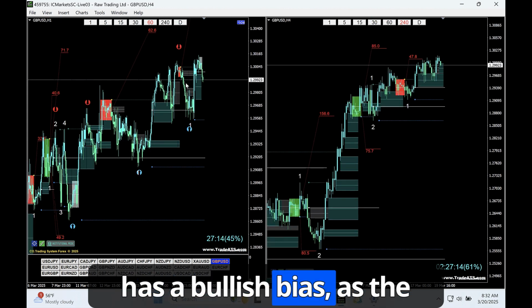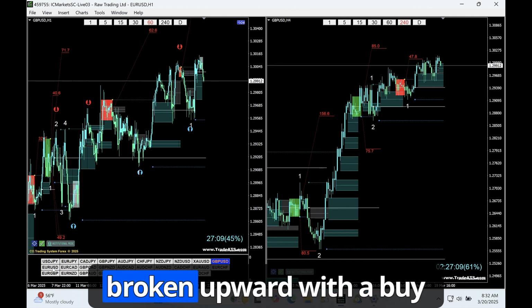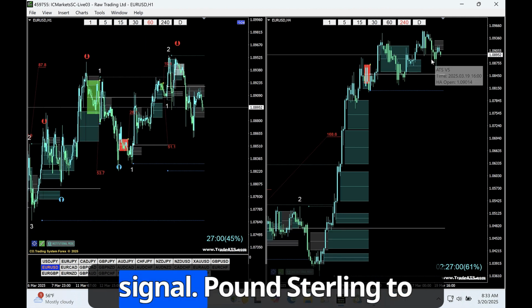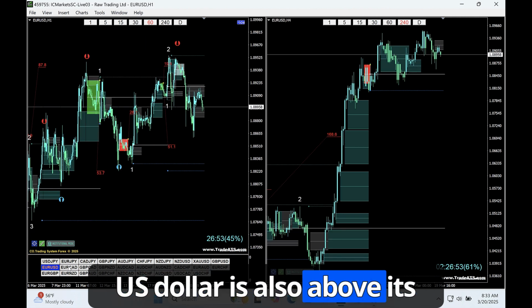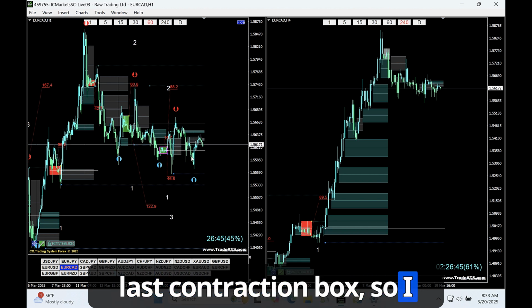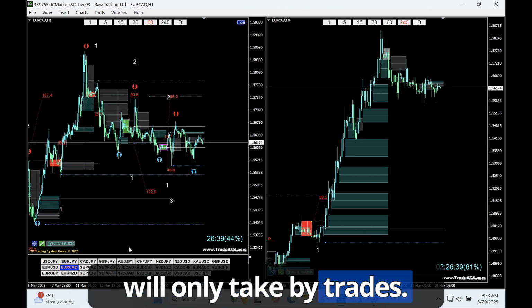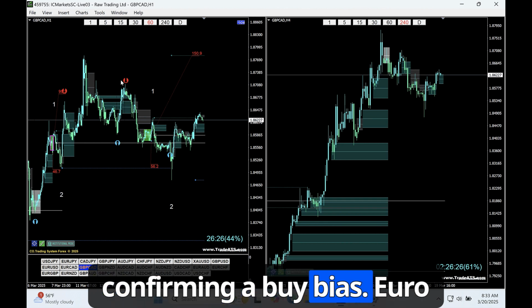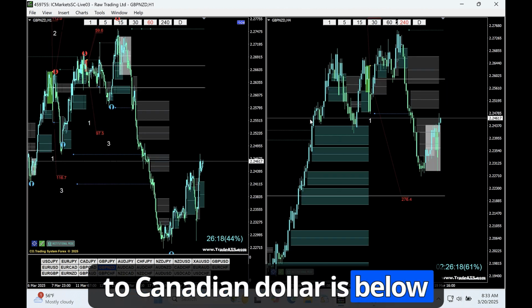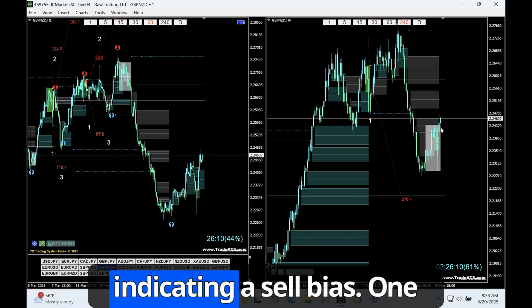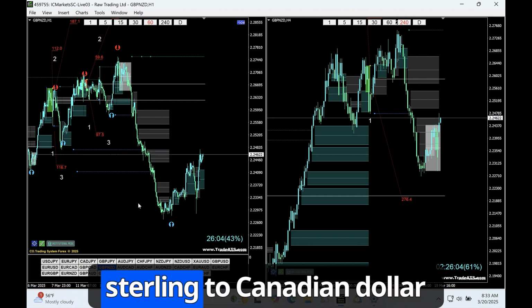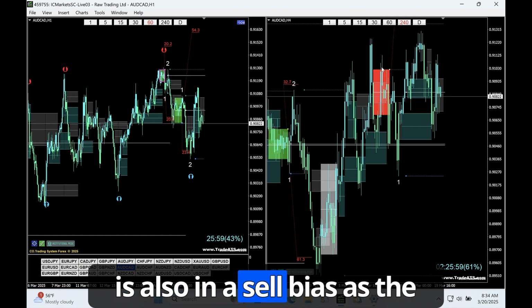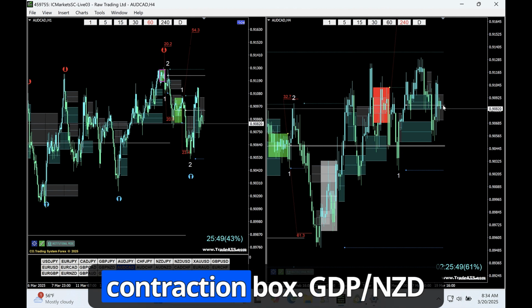Gold has a bullish bias as the last contraction box was broken upward with a buy signal. Pound sterling to US dollar is also above its last contraction box, so I will only take buy trades. Euro to US dollar is above the contraction box, confirming a buy bias. Euro to Canadian dollar is below its contraction box, indicating a sell bias. Pound sterling to Canadian dollar is also in a sell bias as the price remains below the contraction box.